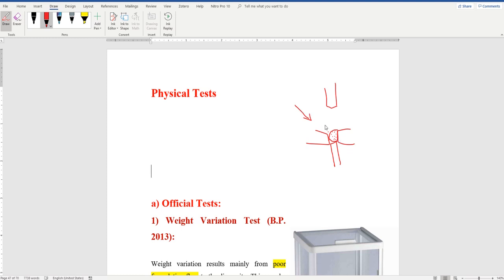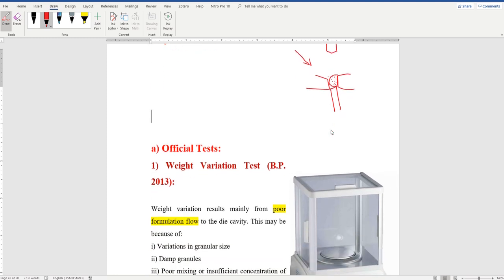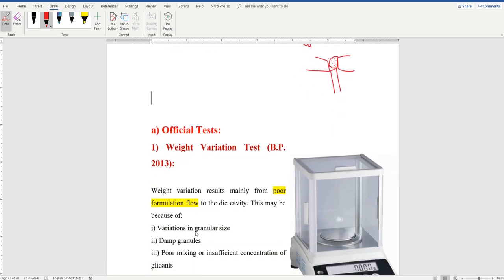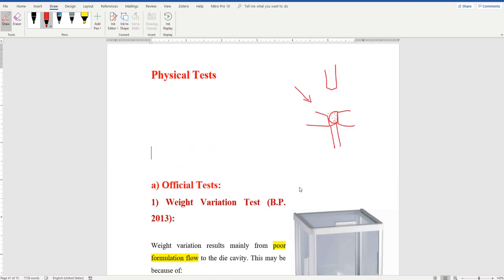And what is the reason behind poor flow? Well, one reason could be variation in granular size. Now, variation in granular size can cause two things. One is poor flow.